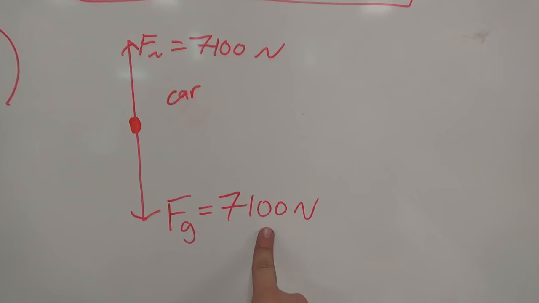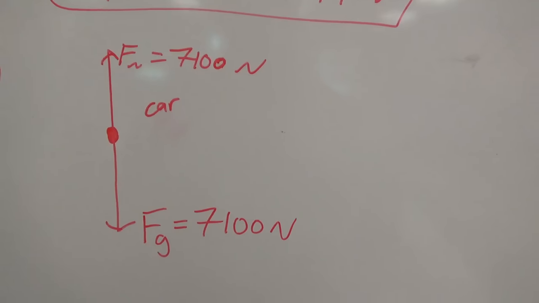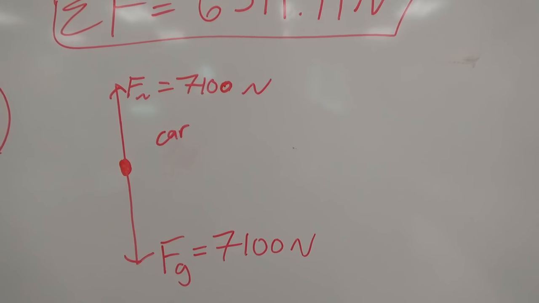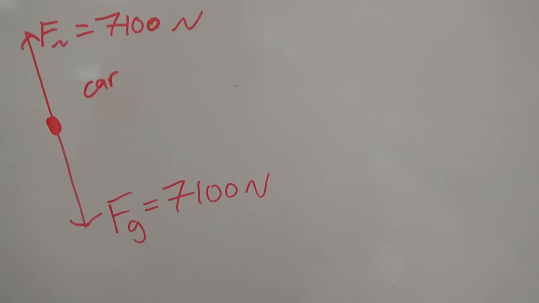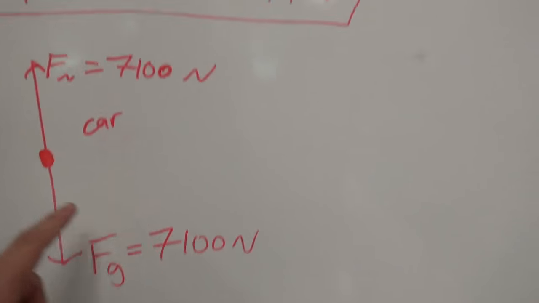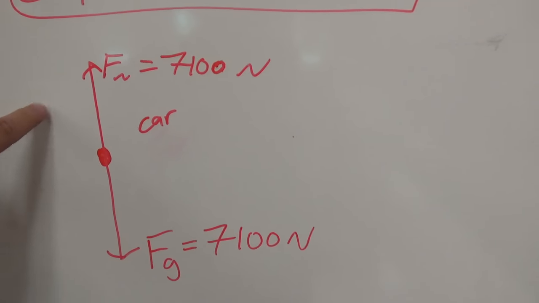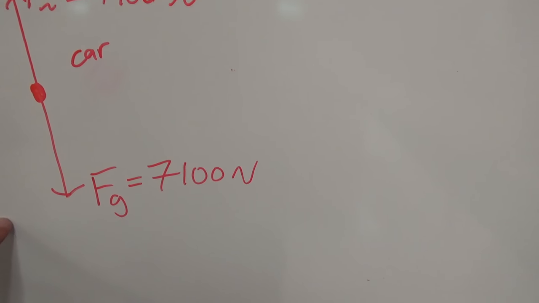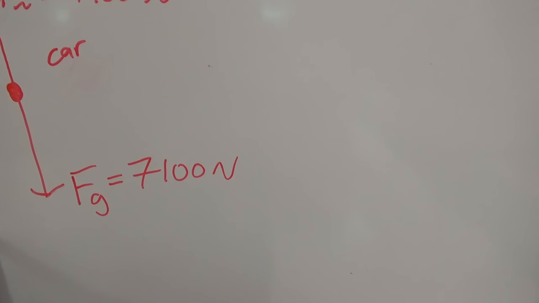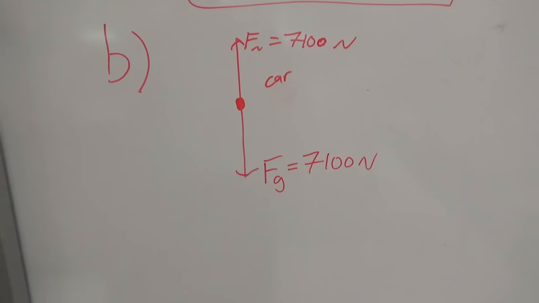The reason I'm saying these two are the same is because we're on a flat surface, and because we're on a flat surface, our car is not falling into the ground. Because if the car was sinking into the ground, that would mean that the gravitational force is larger than the normal force. And if the normal force was larger than the gravitational force, then the ground would basically reject the car, and so the car would be kicked off the ground somehow, which is nonsense.